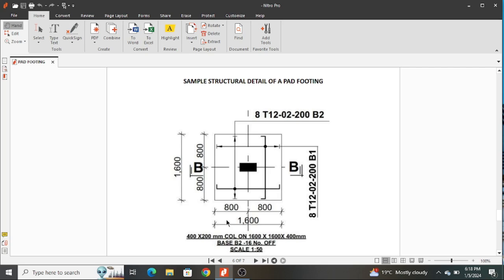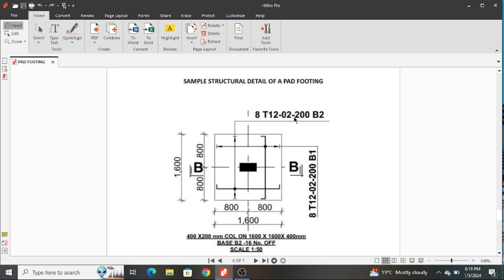Also, you have to dimension it well so that we clearly see where the footing is. And in this case, the footing is at the center of the pad footing. And also, you indicate reinforcement details. And in this case, you have 8 Y12, that is 12 millimeter bars. They are 8 in number.